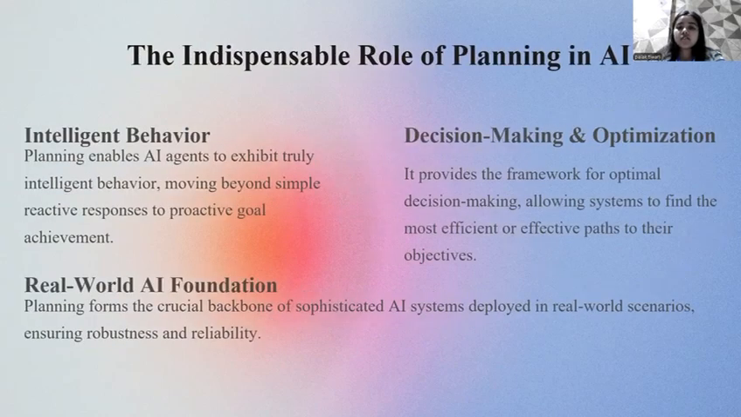The indispensable role of planning in AI. Intelligent behavior: planning enables AI agents to exhibit truly intelligent behavior, moving beyond simply reactive responses to proactive goal achievement. Decision making and optimization: it provides the framework for optimal decision making, allowing systems to find the most effective paths to their objectives. Real world AI foundation: planning forms the crucial backbone of sophisticated AI systems deployed in real world scenarios, ensuring robustness and reliability.